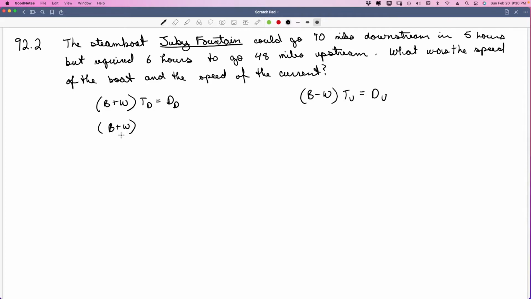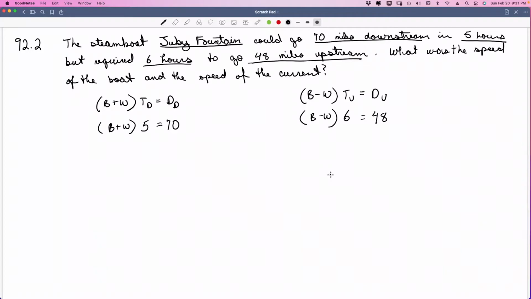This is our rate. And the time is going to be 5 hours. That's the time downstream. That's right here, in case you're looking. And the distance downstream is right here. That's 70. All right, so now we have boat minus water, and the time upstream is going to be 6 hours. And the distance upstream is 48 miles. And that's going to be 48 right here.